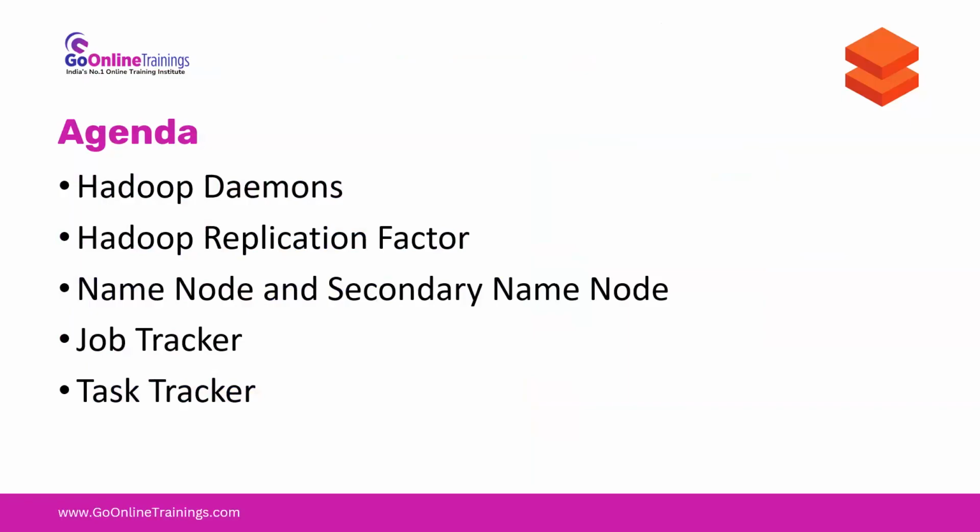And today we're going to be talking about Hadoop daemons. So nothing but your Hadoop services, and Hadoop replication factor in the Hadoop, and what is a name node and what is secondary name node, and what is a job tracker and what is a task tracker. All these things we're going to discuss today.